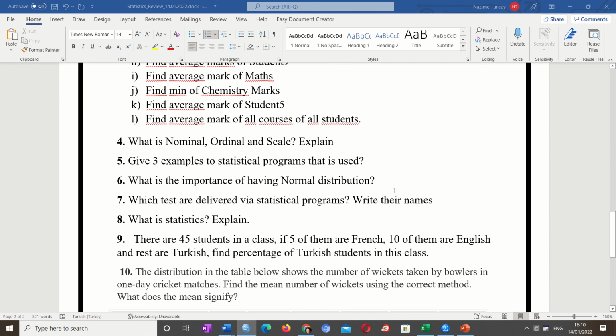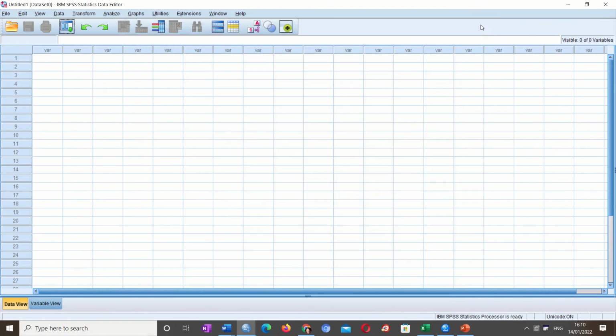What is the importance of having normal distribution? Yes, that's good, thank you. When mean, median, mode is equal, we have normal distribution. But the importance of it is that when a distribution is normal and it satisfies the necessary conditions, we can have parametric tests, more reliable tests. Okay, this is an SPSS program. You can see it here.